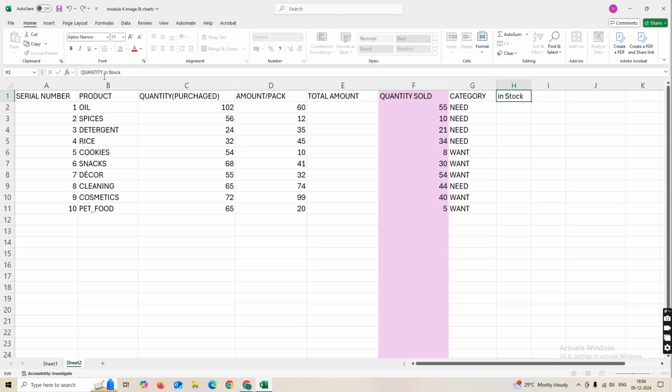Any help, ma'am? I added one more column. No, I'm just saving this. I created the table.